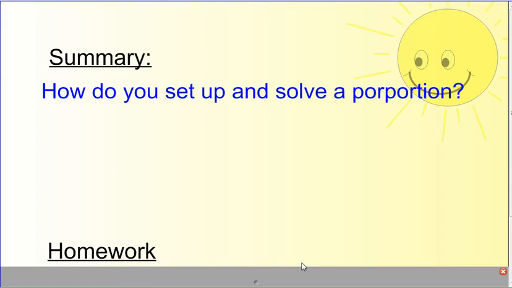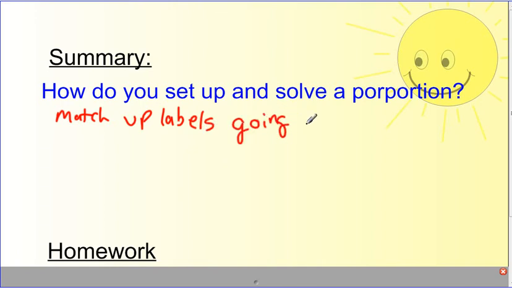Okay, so summary, how do you set up and solve a proportion? Well, the setup, the one thing you gotta make sure when you're setting up a proportion is that your labels match up going across. So how do you set up a proportion? Match up labels going across. So your labels match up going across. That's how you set it up.